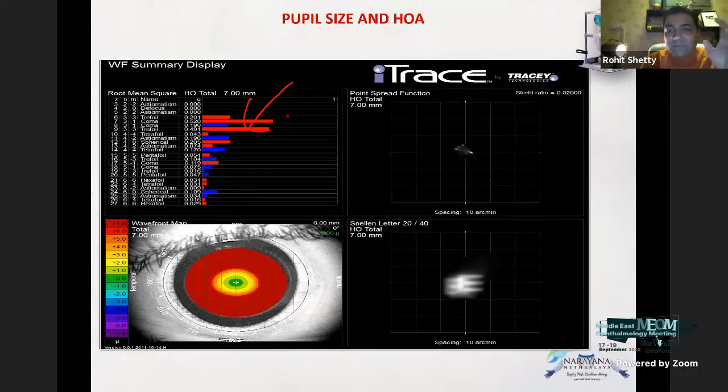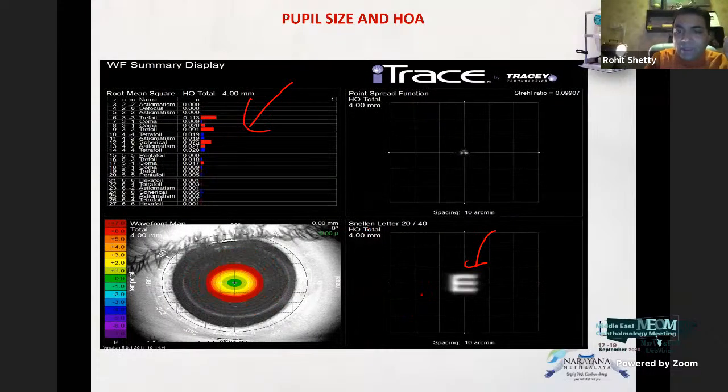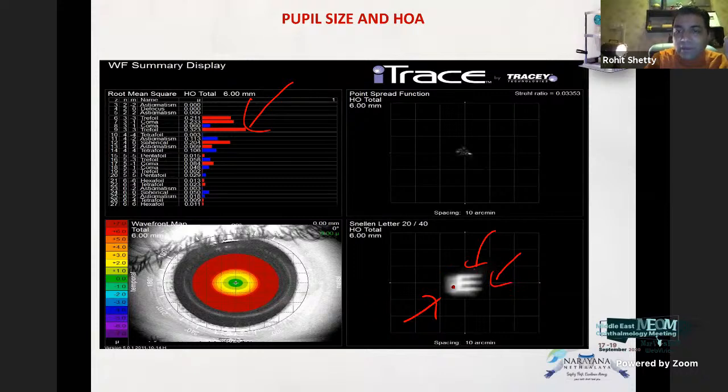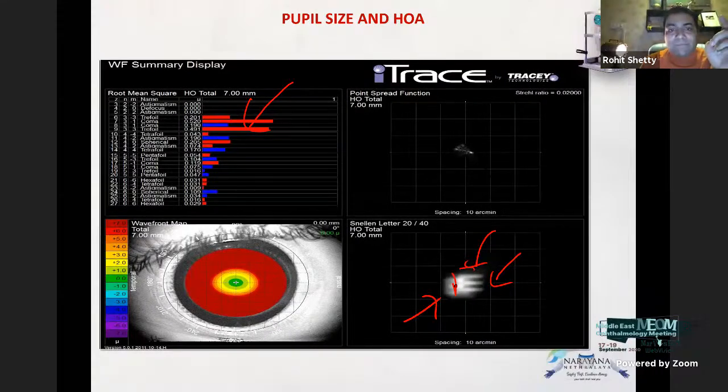When the pupil is smaller, you have one image out here. As the pupil becomes 6 millimeters or larger, you have two images here. So it classically explains, even in a healthy person, how the pupil plays a very important role. And this has to be factored in when you're doing your surgery.